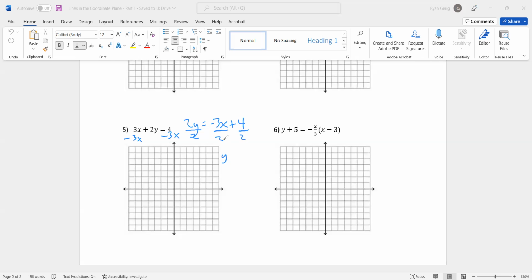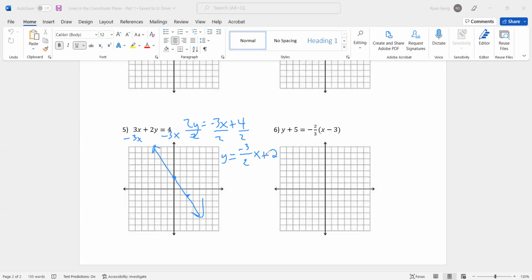And I get y equals -3/2. That can't reduce. So I'm just going to do -3/2 x plus 4 divided by 2 is 2. So I'm going to go up to 2. And now it's -3/2. So down 3, right 2. And there's my line.